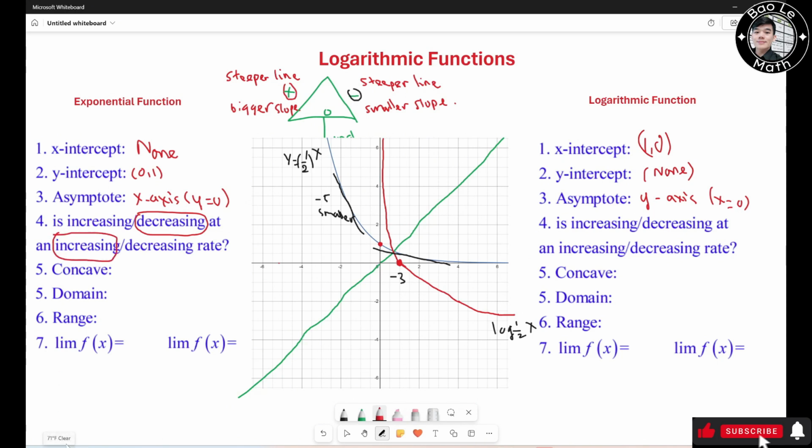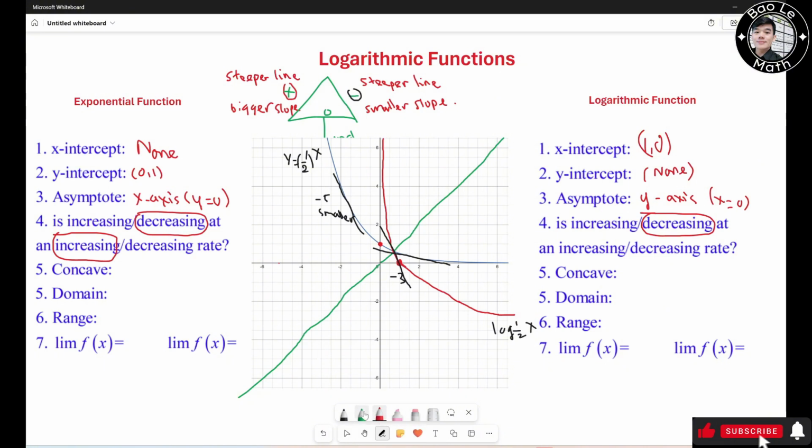Alright? Now, look at this guy right here. So I draw the tangent line right here, and I see that the lines go in this way, which means the slope is negative. The slope is negative, the function is decreasing, right?